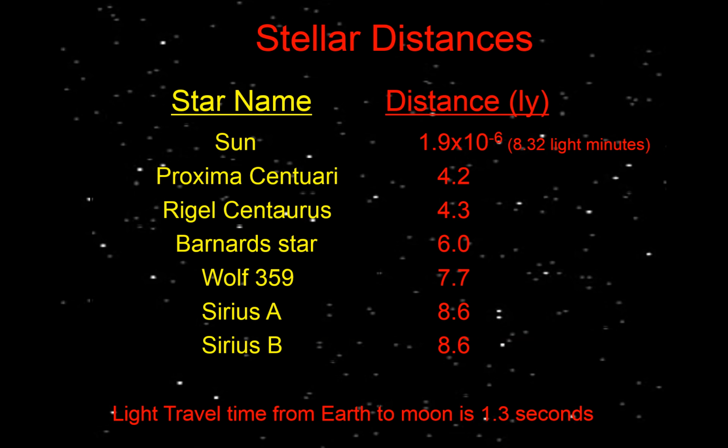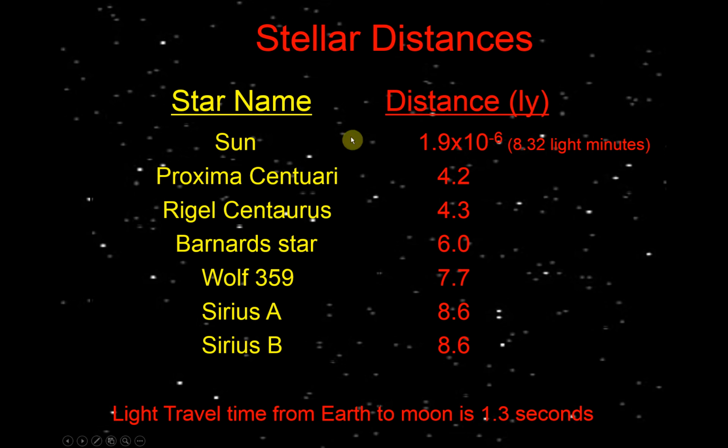We now want to look at the kind of distances between individual stars. So the solar system was the planets and the asteroids and everything else all rotating around the sun. Now we want to look at the proximity of the sun in relation to other stars. Now, as we saw from our previous table, the distance from the sun here to the Earth was about 8.32 light minutes, or 1.9 times 10 to the minus 6 light years.